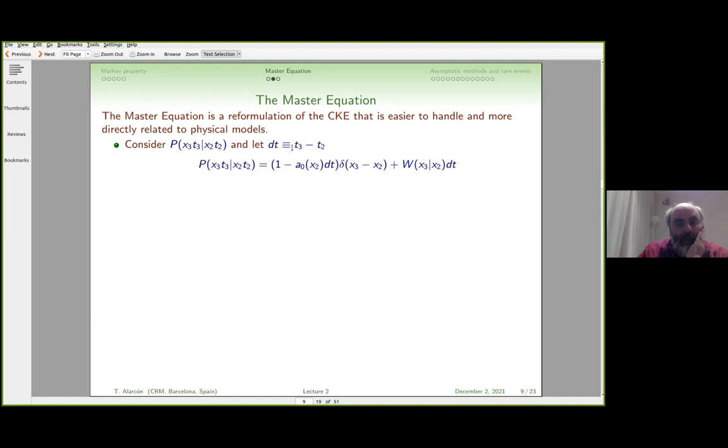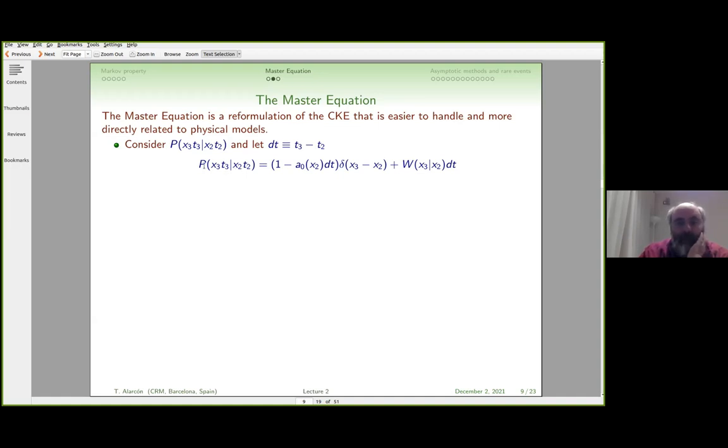And we assume that T3 is going to be very close to T2. So we define dt as T3 minus T2. So we are observing the system at times that are very close to each other, just like the other day. So we have essentially two options.